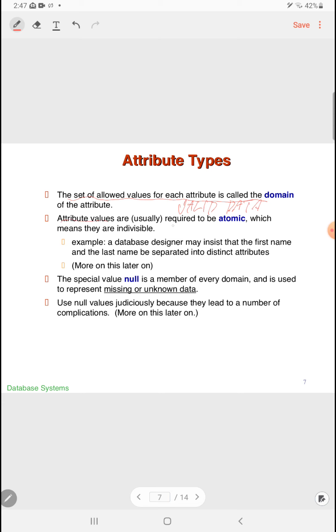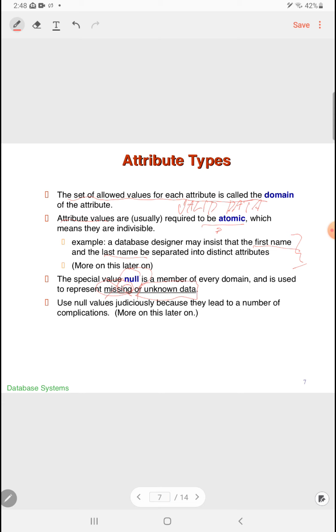What else can we say about attributes? They are usually required to be atomic, which means they're indivisible. Okay. So something like name might be broken down into first name and last name. It might not. I'm not going to talk about that further. I'm just going to say they're usually required to be atomic, and we will discuss more on this later. There is a special value called null. This is not like a null pointer. Null technically does not mean missing information. It does, but it's frequently used for that purpose. It usually should mean unknown.